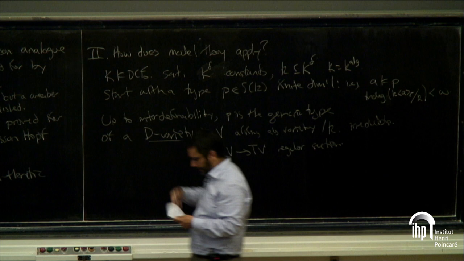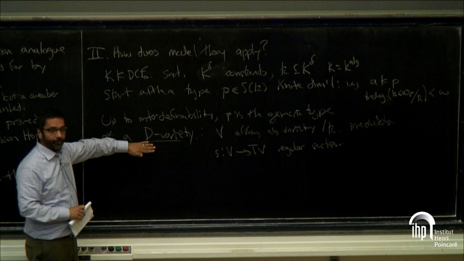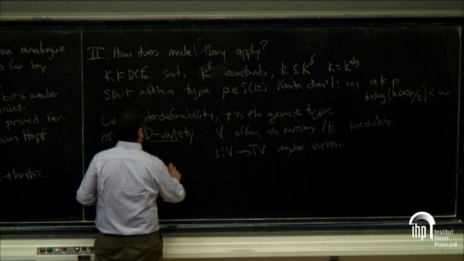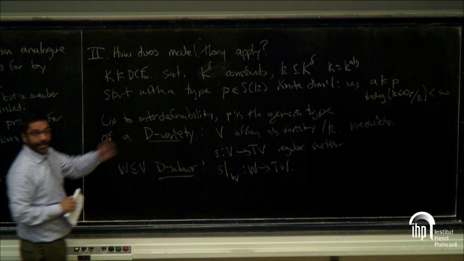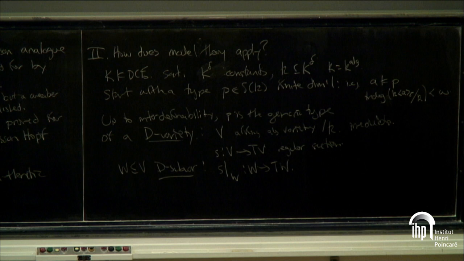And then we have notions of D-subvarieties. That's what Remy called invariant subvarieties. So W in V is a D-subvariety means that if you restrict s to W, then the section goes into the tangent bundle of W. So it's invariant for this vector field. And you have a notion of D-isomorphism and D-rational map, this category of D-varieties that we saw some of in Remy's talk.